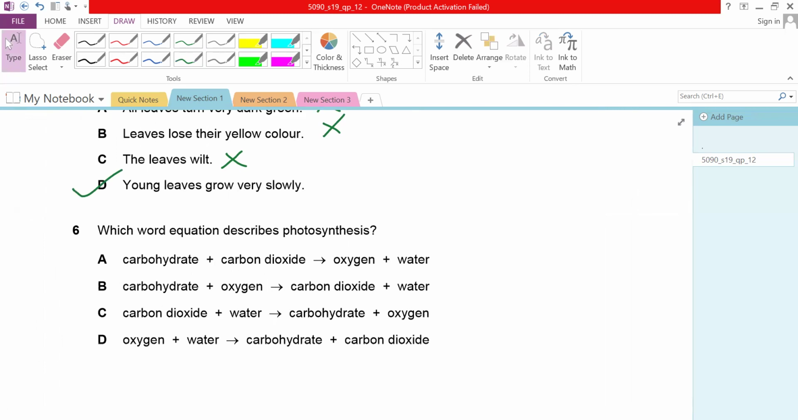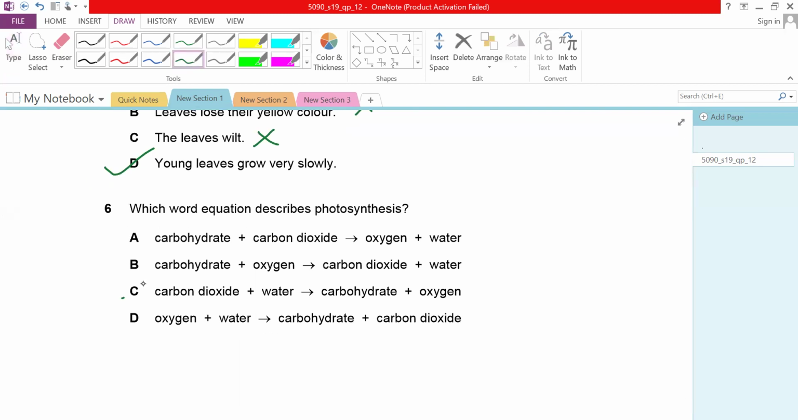Which word equation describes photosynthesis? The word equation for photosynthesis is carbon dioxide plus water gives carbohydrates and oxygen. So the correct option is C.